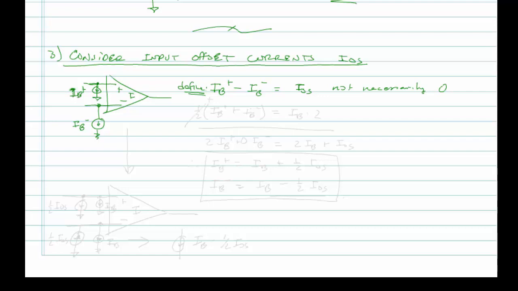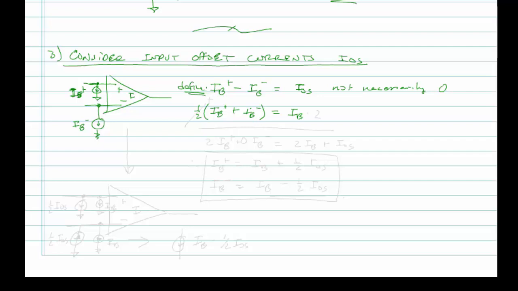Again, we don't need to worry about that other than that we want to capture that at a high level in our model. So we're capturing it by defining the difference between these two as IOS. And then we'll say that IB plus plus IB minus, over 2, will be equal to IB. Okay. So we can then combine these two to actually express or solve for IB plus and IB minus in terms of IB and IOS.